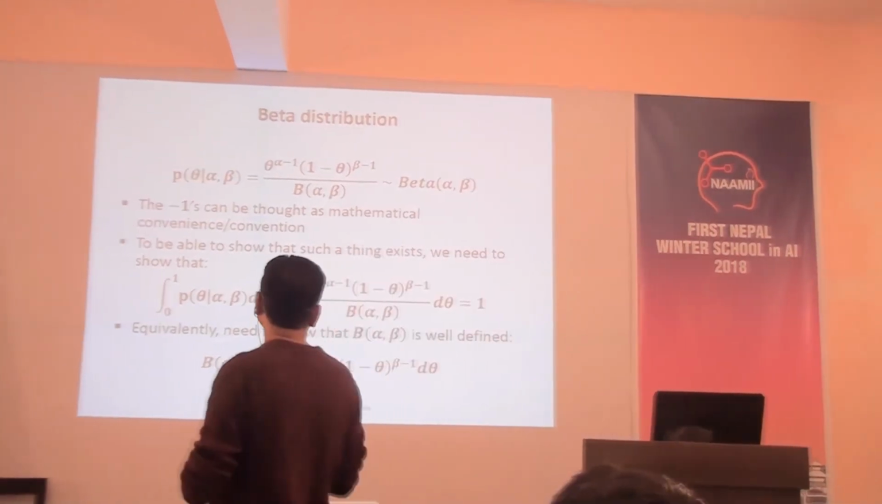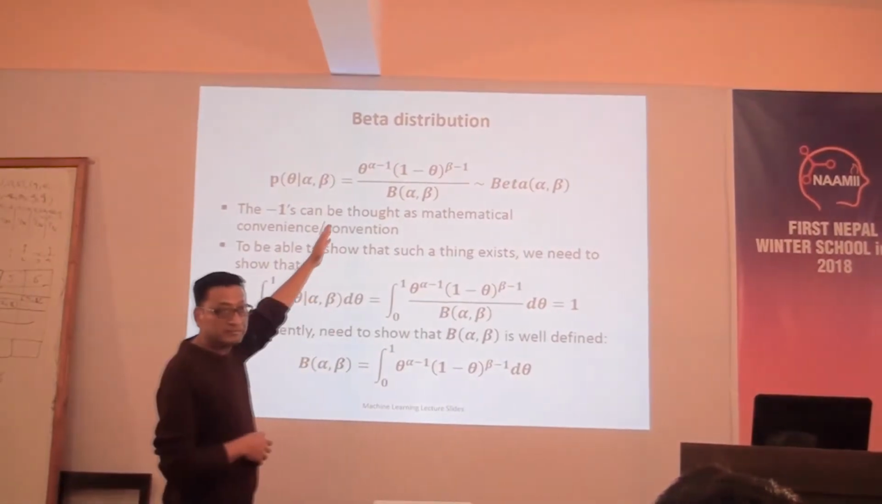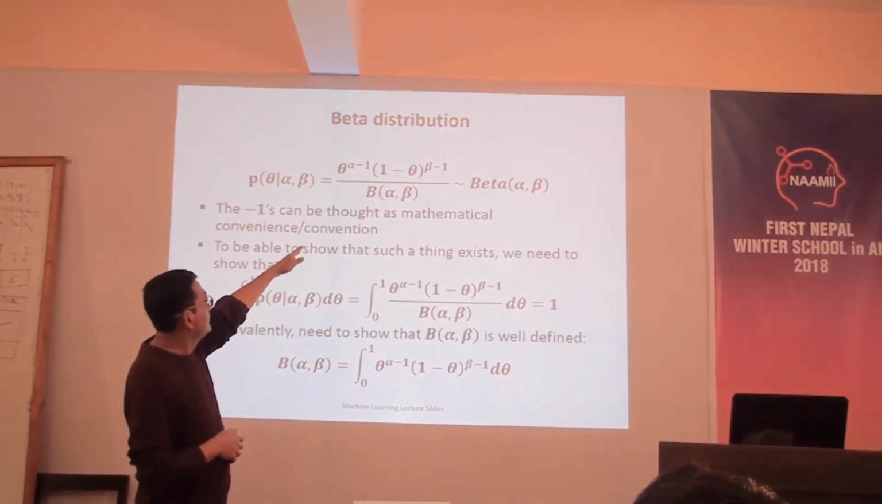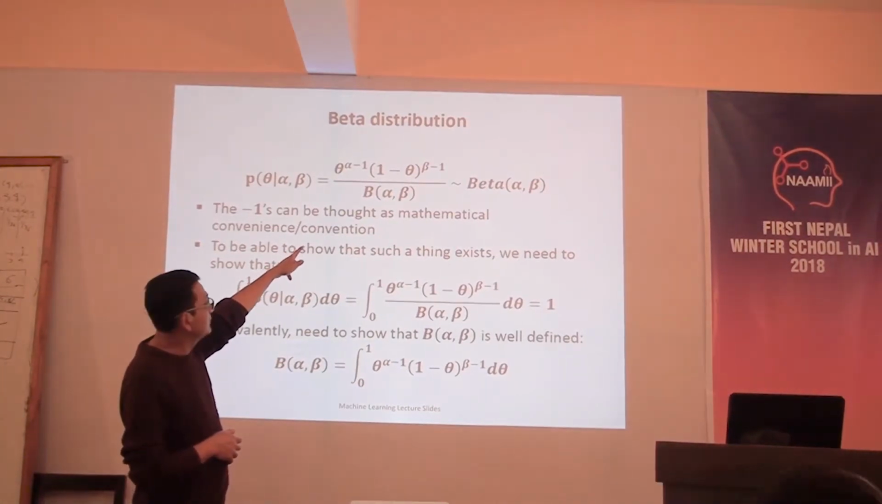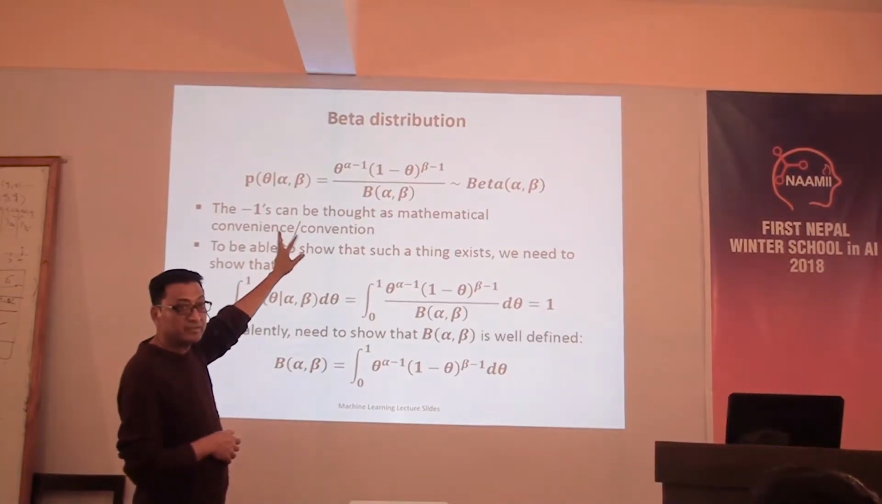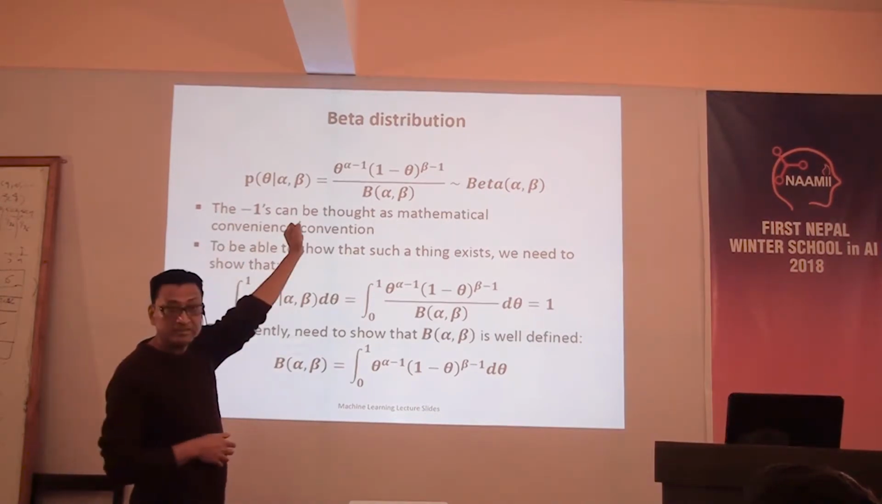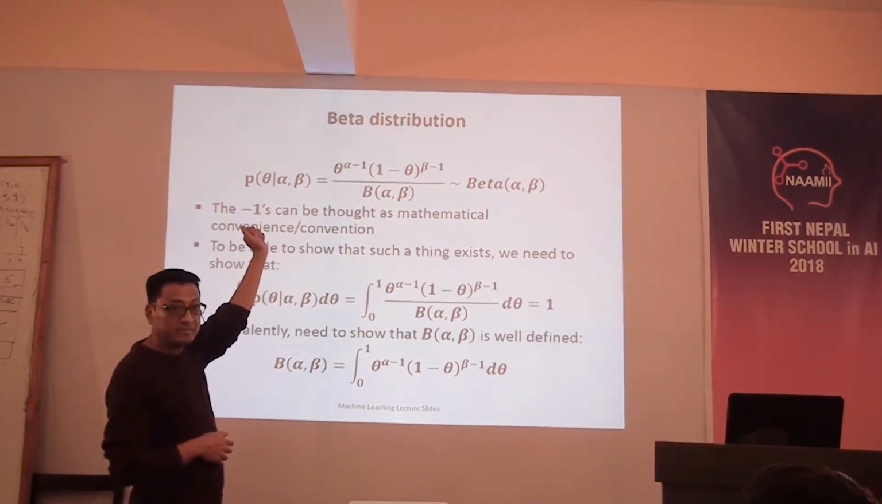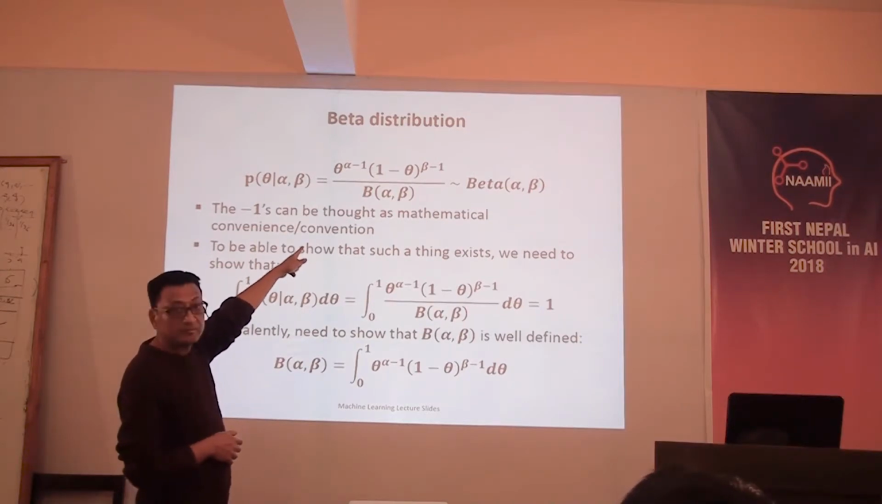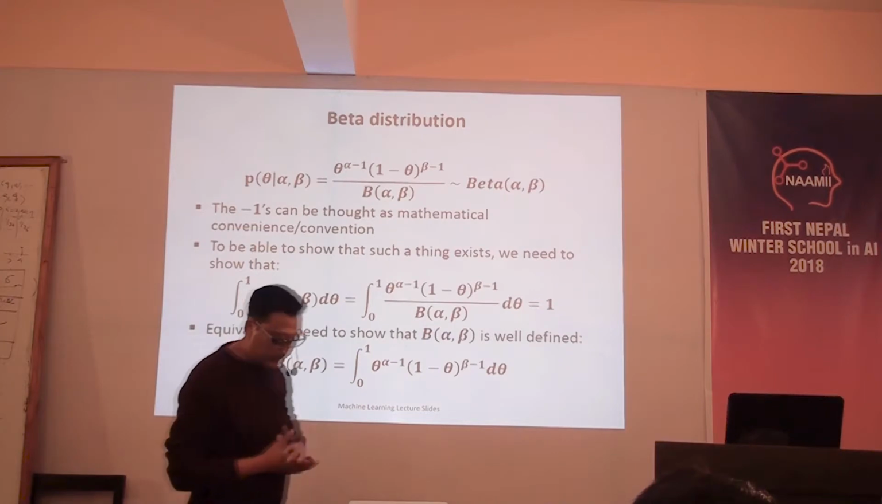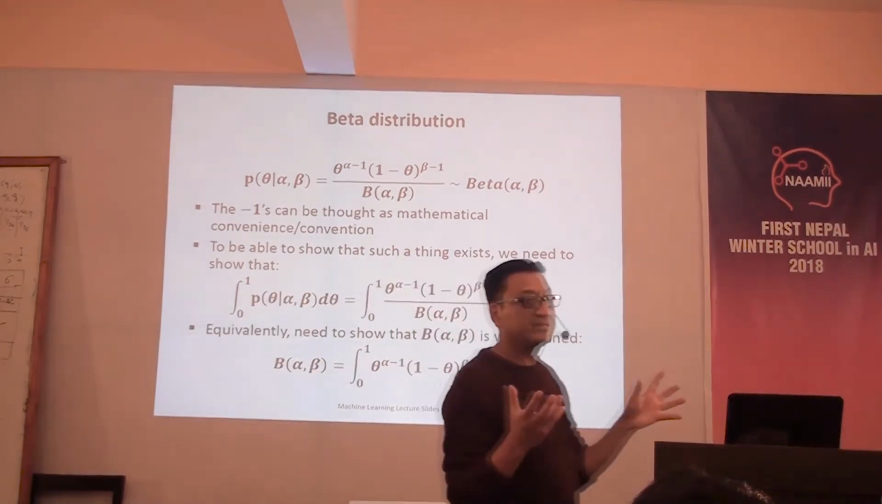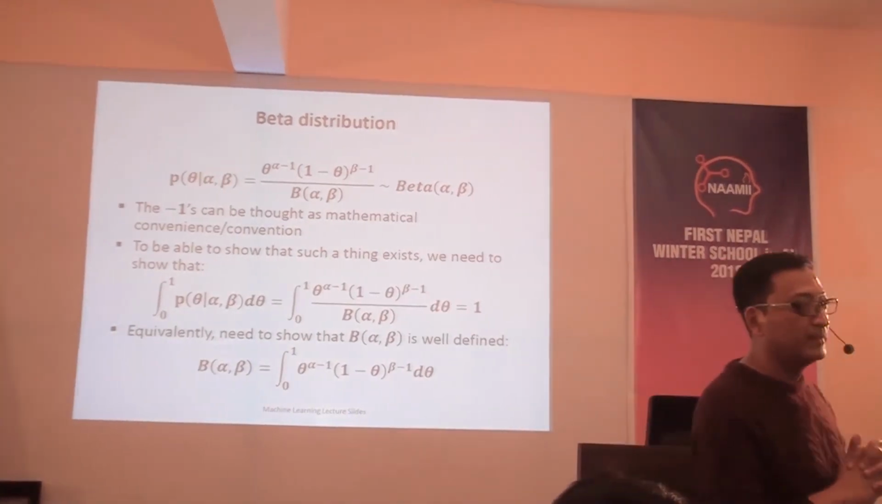Now I have some constant in the denominator, which is known as the beta function. So there are two things here. One is the beta distribution, which is given by this equation, and the second is the beta function, which is given in the denominator. You can think of the beta function as giving you some constant value.